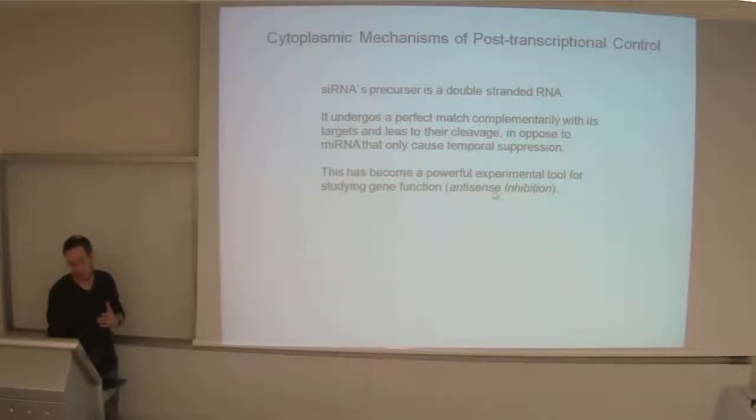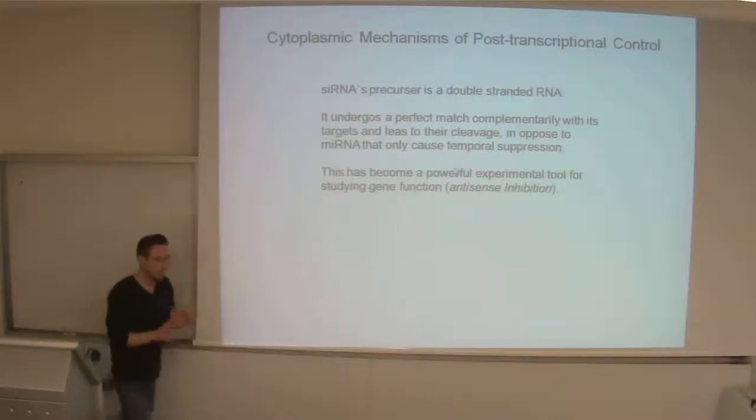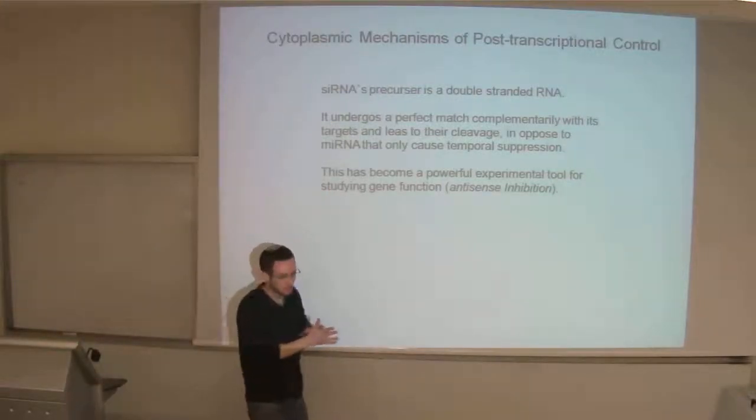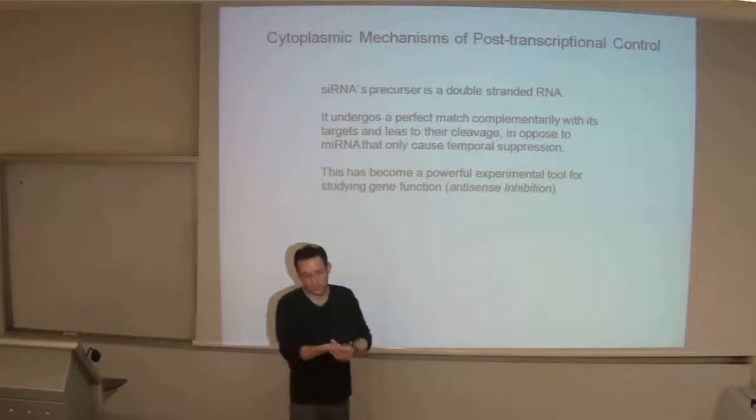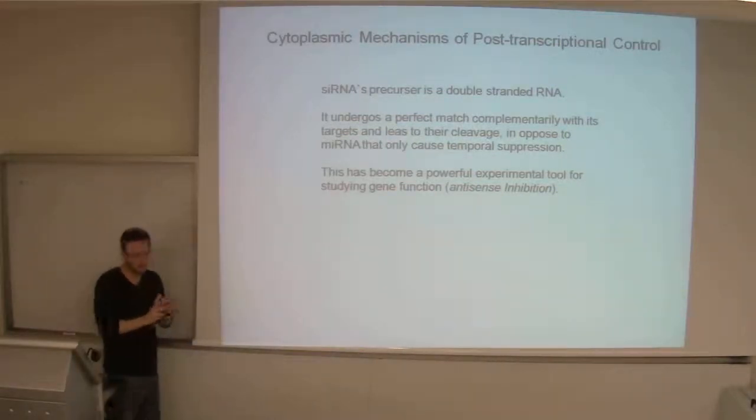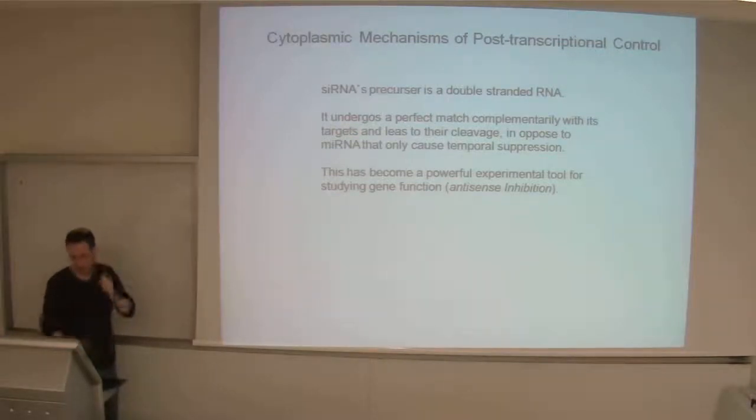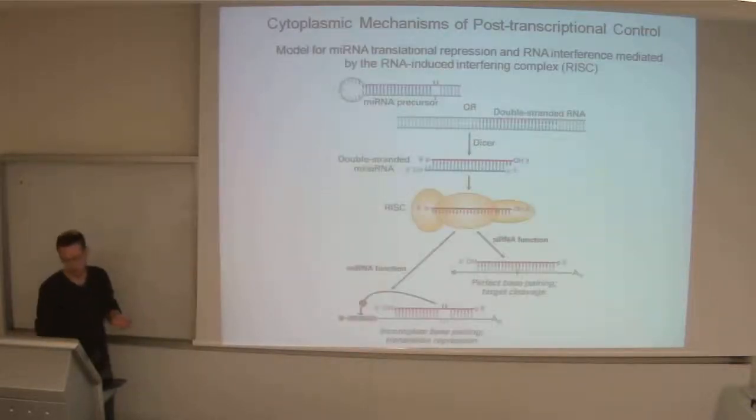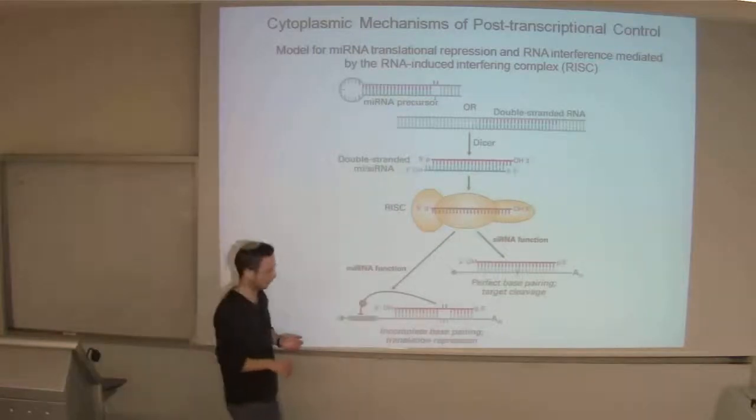Okay, this has become powerful. In the lab we can use RNA interference to temporarily knock down genes, which is a much easier way than knocking out a gene genomically, and it can be temporarily altered. The approach in the lab is called antisense inhibition. It allows us to study the function of a gene when you just downregulate a gene and see what goes wrong. Okay, the differences between siRNAs and microRNAs.